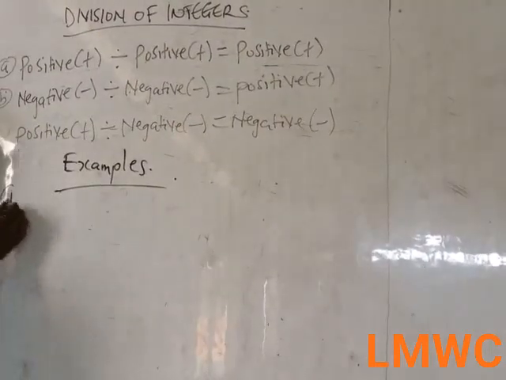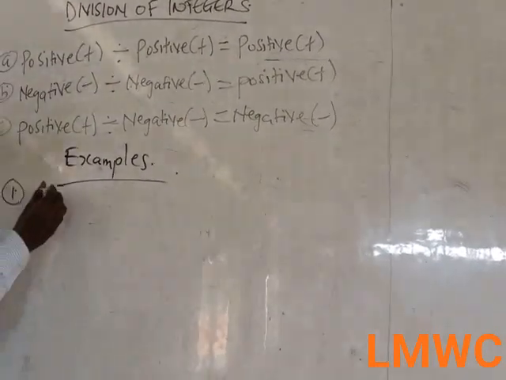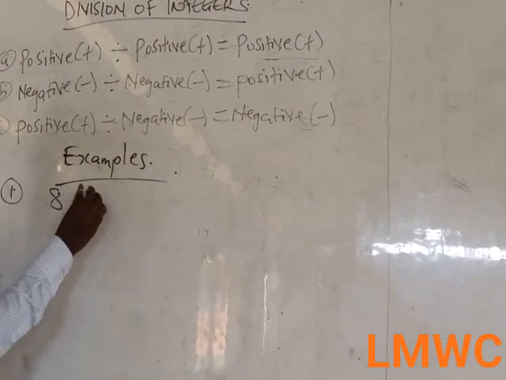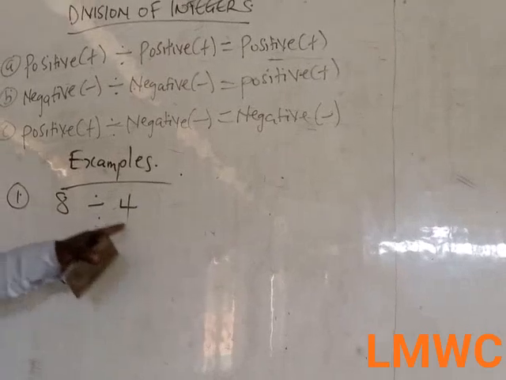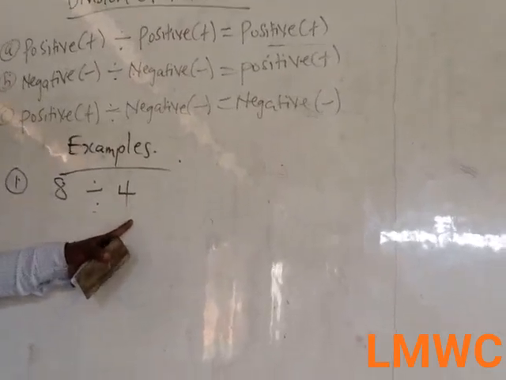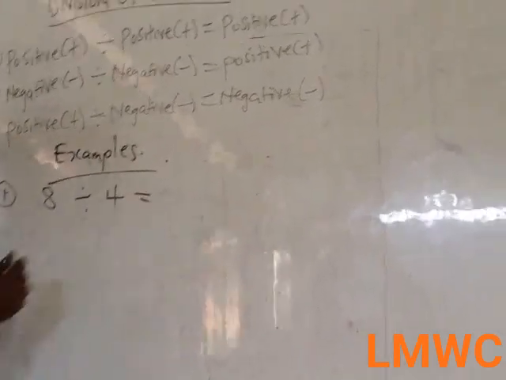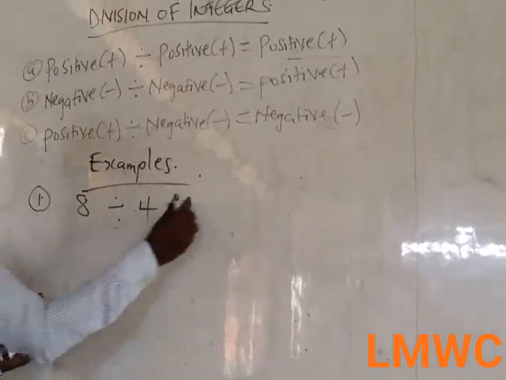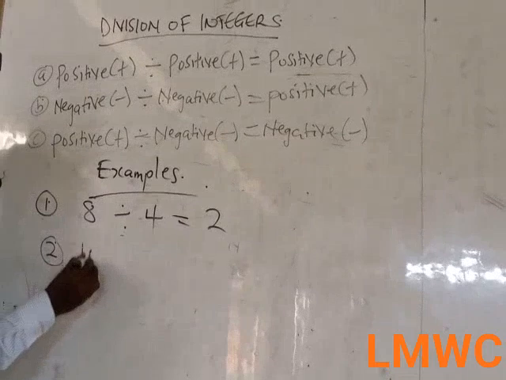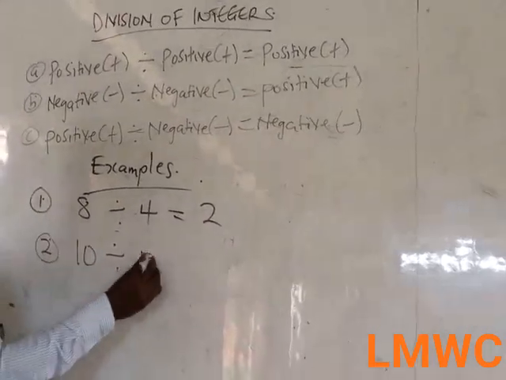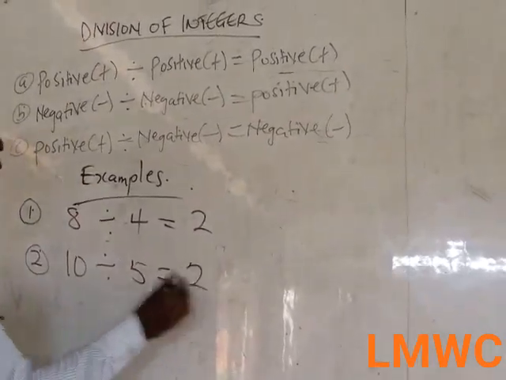Example 1: we have 8 divided by 4. You see, this is a positive integer and this is a positive integer. So we will get a positive integer. 8 divided by 4 is 2. Example 2: 10 divided by 5 is what? That is 2.